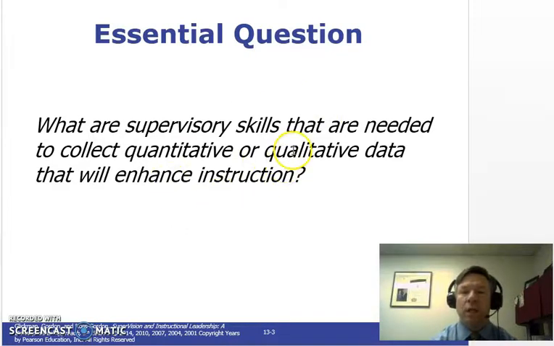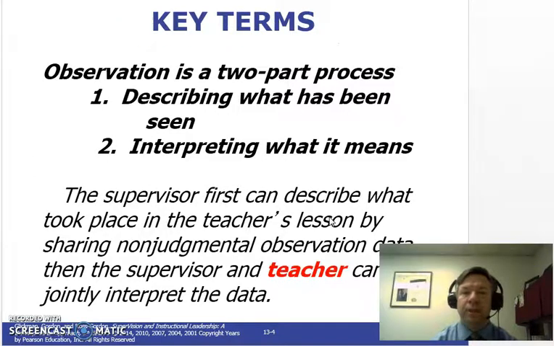Then, of course, qualitatively, we're going to look at the overall perspective from the overall quality of the lesson. So again, as you think about observation, remember it is a two-part process. You're going to first describe what has been seen, and then you're going to make an interpretation as to what that means so that you can give feedback to the teacher.